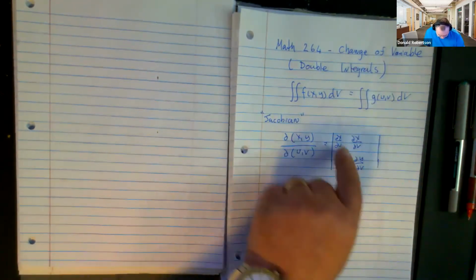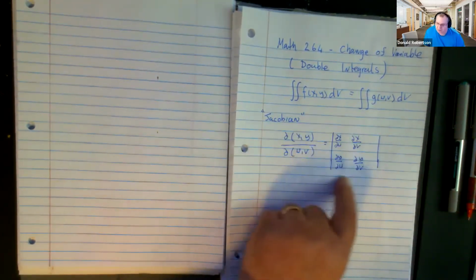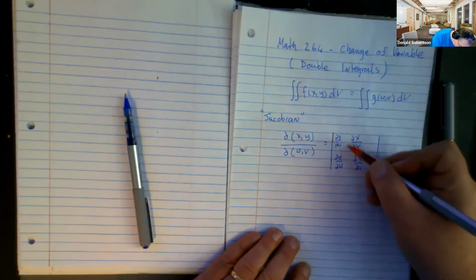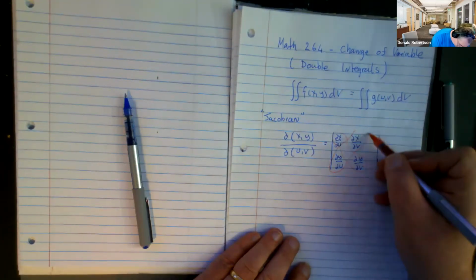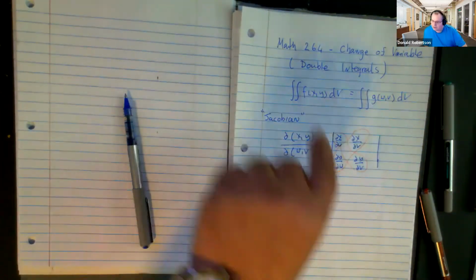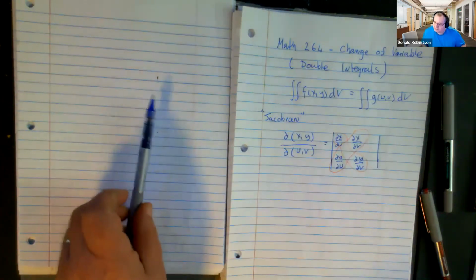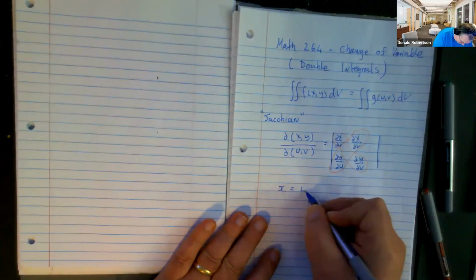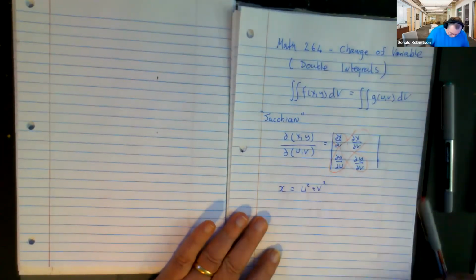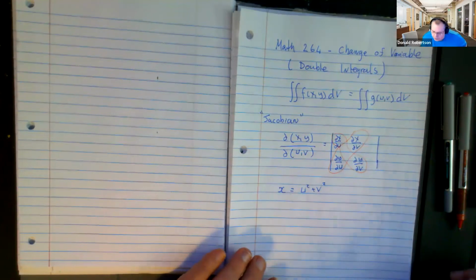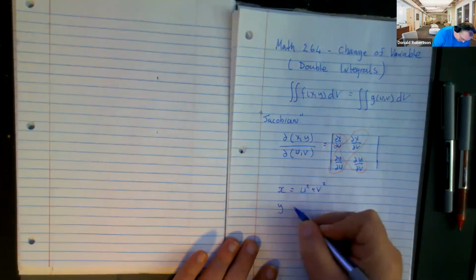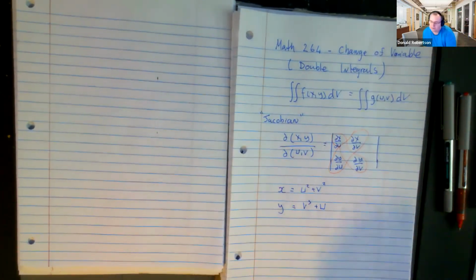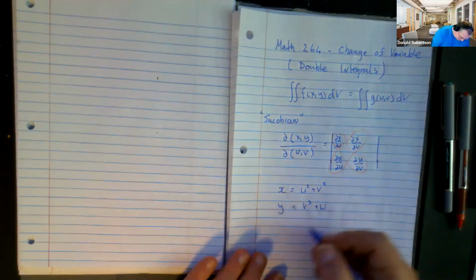And then we find what's called the discriminant of the 2 by 2 matrix, which is basically major diagonal take away minor diagonal. Remember, Calc 3, major take away minor. Right. So let's do a question. Let's suppose x was equal to u squared plus v squared. And let's suppose y was v cubed plus u. And we want to find the Jacobian.